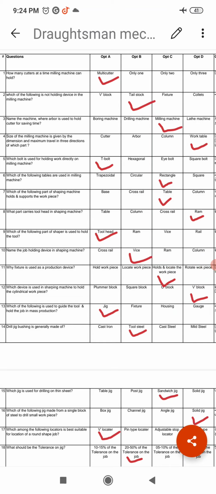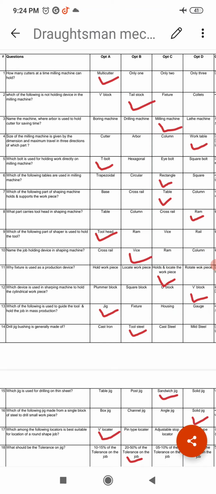Next, name the job holding device in a shaping machine. Answer is B, vise. Next, why is a fixture used as a production device? Answer is C, holds and locates the workpiece. Next, which device is used in a shaper machine to hold the cylindrical workpiece? Answer is D, V block.